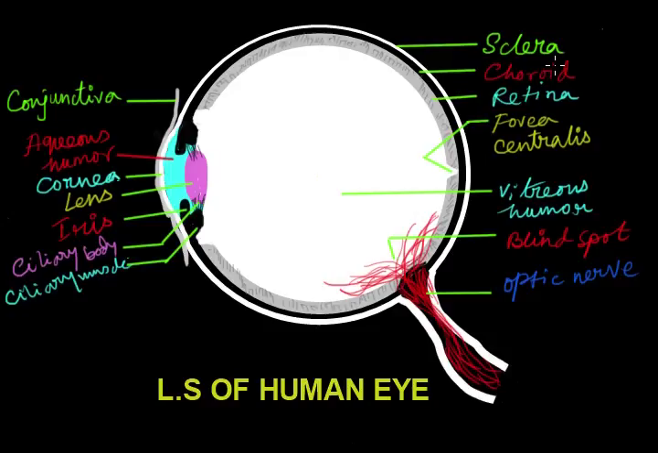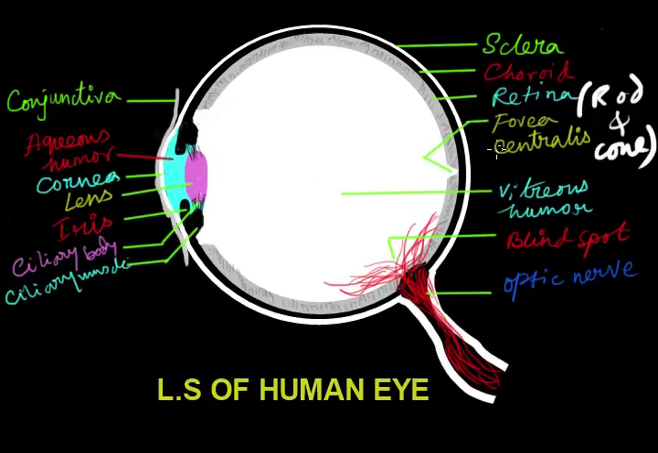Now, the choroid is blackish in color due to the presence of black pigments. And the retina is not a complete circle. It is present at the one-third posterior part of the eye, and it is composed of two kinds of cells called rod cells and cone cells. This is the composition of the retina.